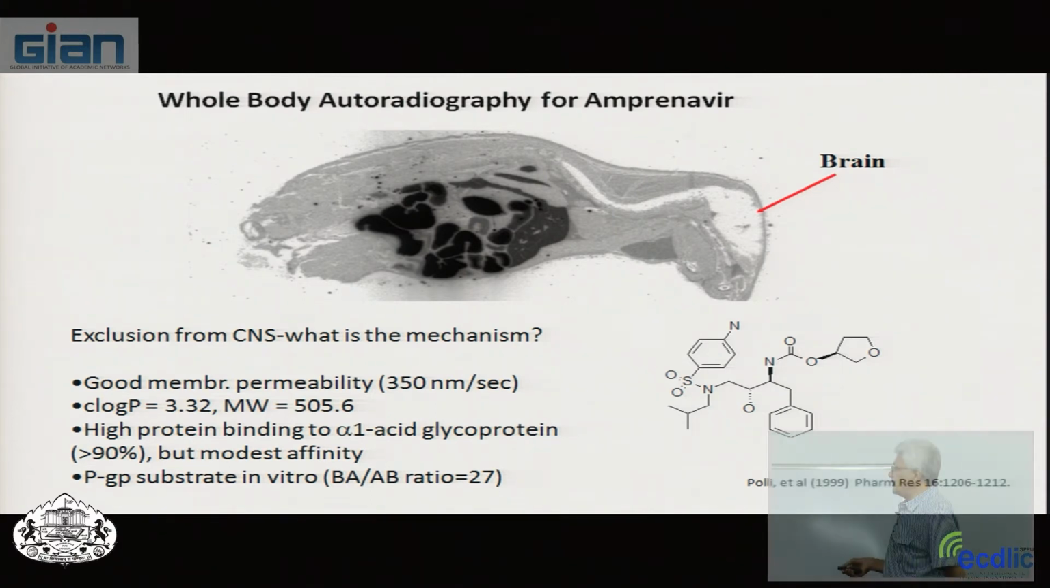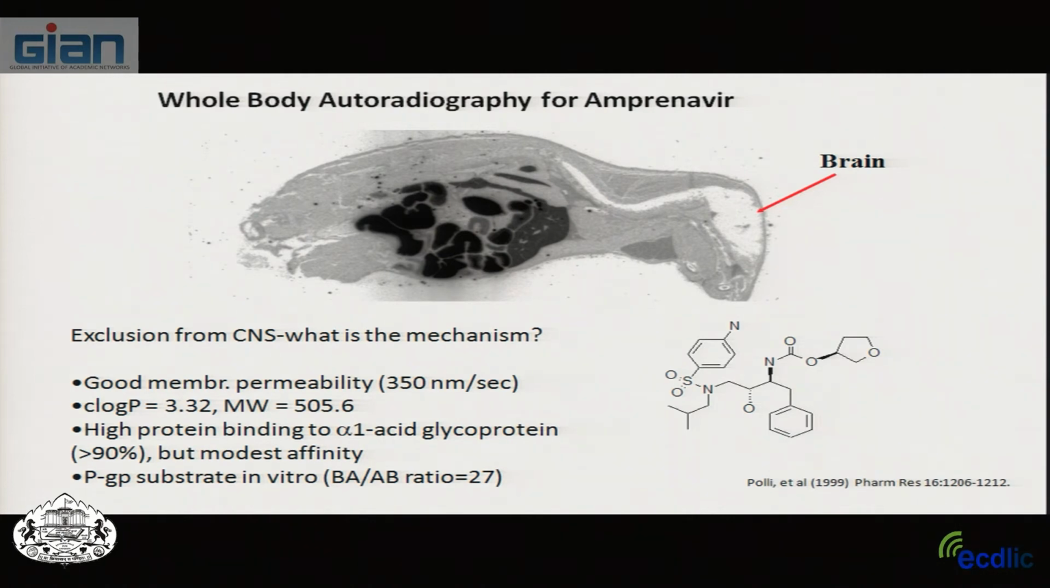And this was one of the puzzling things, because this is a very good P-glycoprotein substrate from the Transwell assay. We looked at the polarized epithelial cells. So when that ratio is very high, 27, that means it's highly transported from basolateral to apical surface. Okay, but it's totally excluded from the brain.